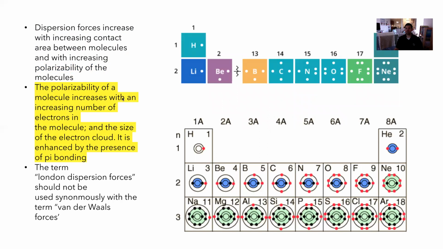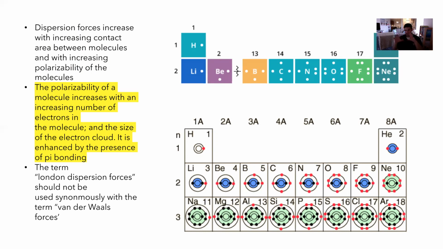Now, the polarizability of a molecule increases with an increasing number of electrons in the molecule and the size of the electron cloud. It is enhanced by the presence of pi bonding. So first off, as we get more electrons in the outer shell, that's more stuff that can move around. That's going to make greater partial charges. So having these lone pairs on the elements further to the right, those are more electrons that can be moved around. And then as we go further down on the periodic table, we're only looking at the outer shell electrons. The outer shell electrons are spread out over a larger area.